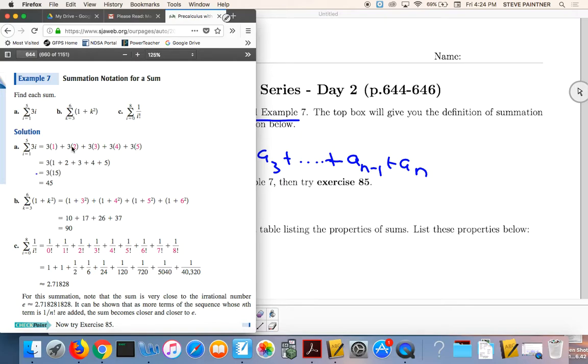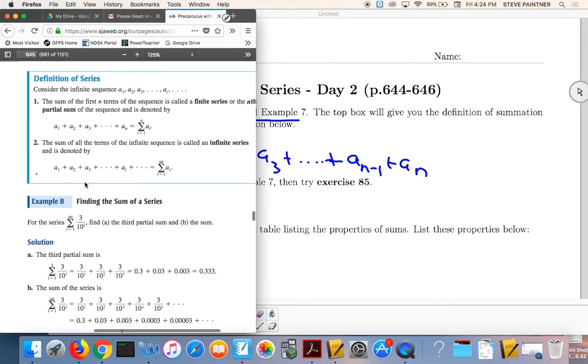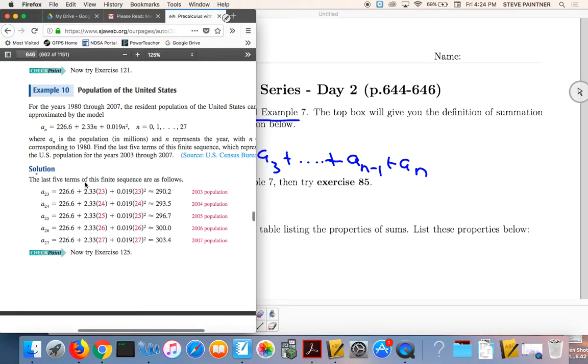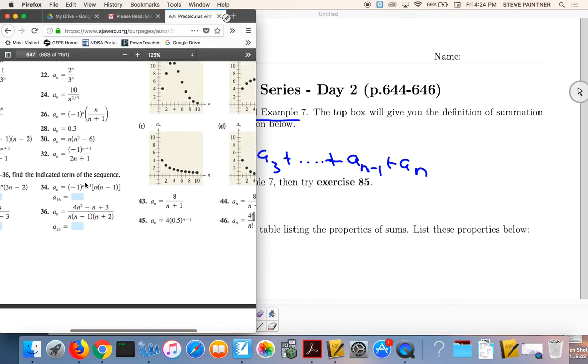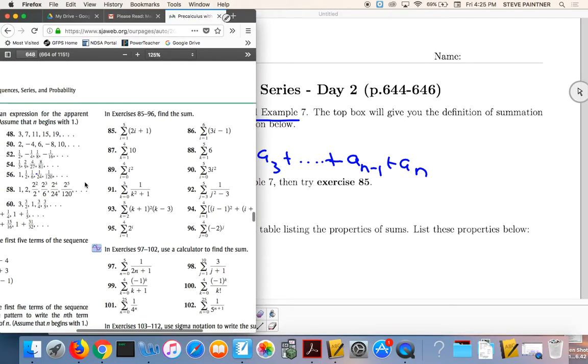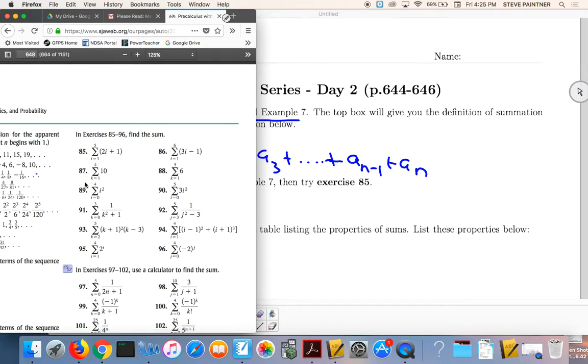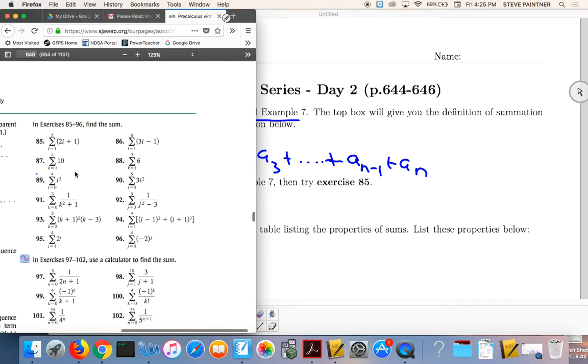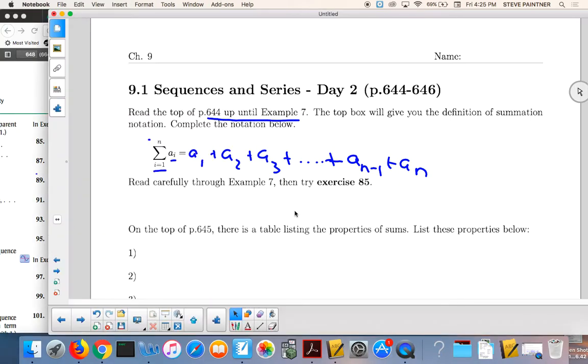I'm going to move on to exercise 85. Again, the purpose of this is just to get you comfortable with some of the notation that's being used. So let's take a peek at 85. It wants us to find the sum. So the sum from i equals 1 to 5 of 2i plus 1. Let's see what we can do.